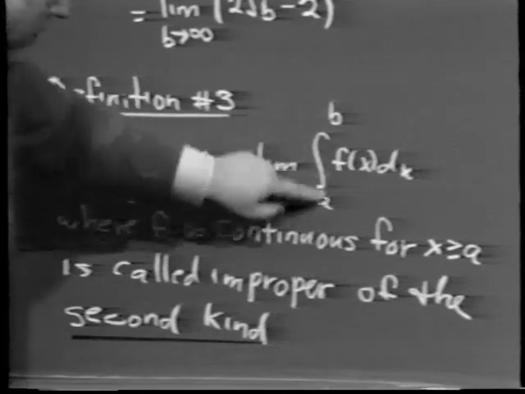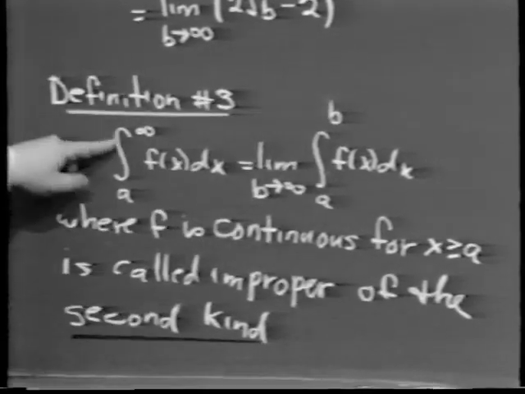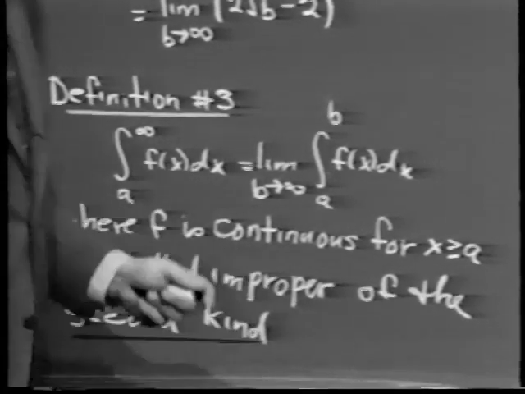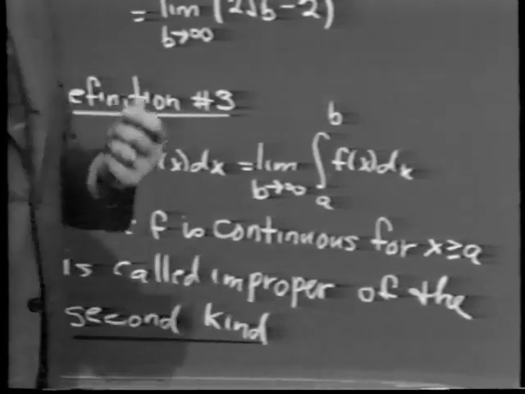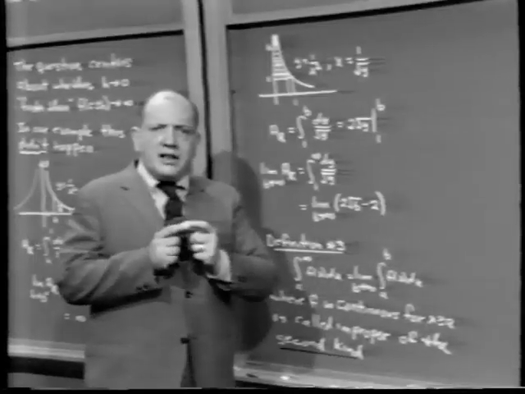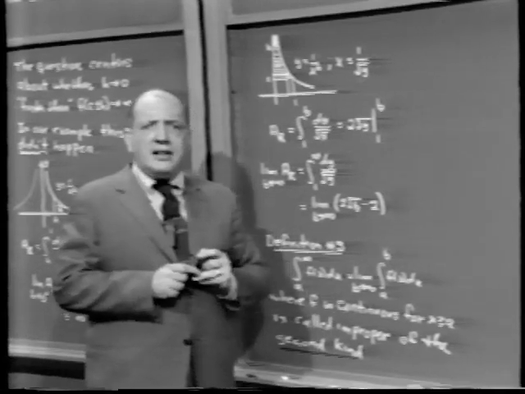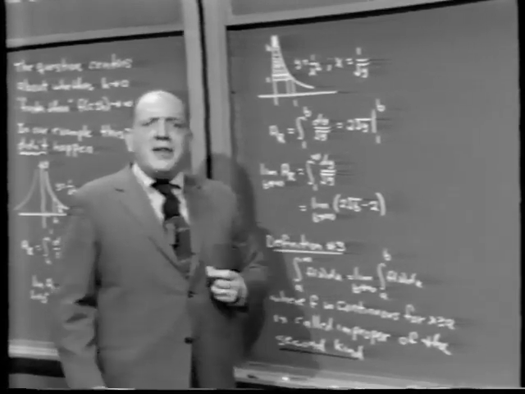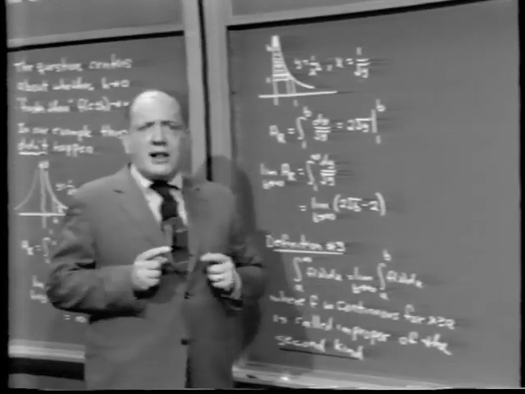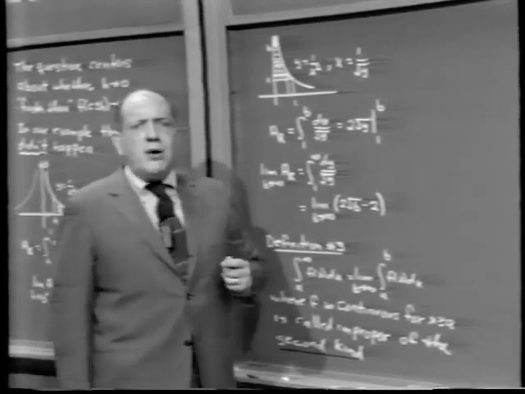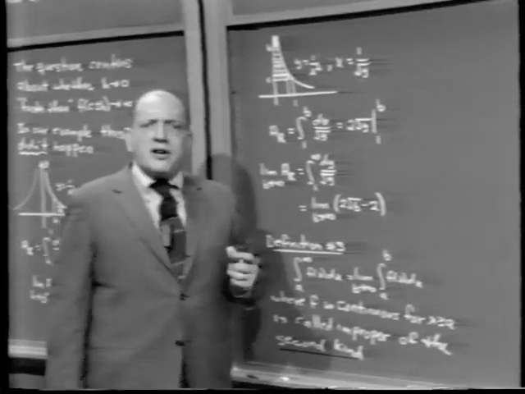In other words, for x greater than or equal to a, that type of an integral is called an improper integral of the second kind. In other words, in the first kind, the integrand becomes infinite, but the limits of integration are finite. In the second kind, the integrand stays finite, but the limits of integration take on an infinite range. And the important point is that these two are very closely connected.